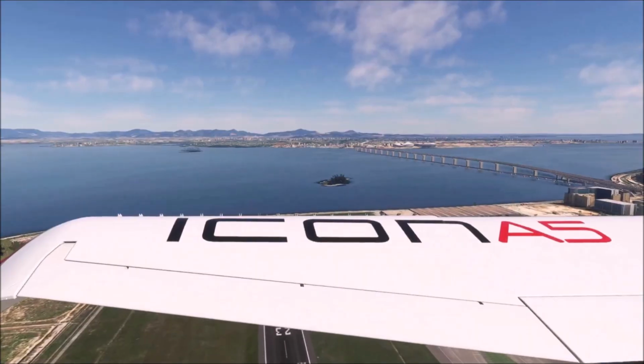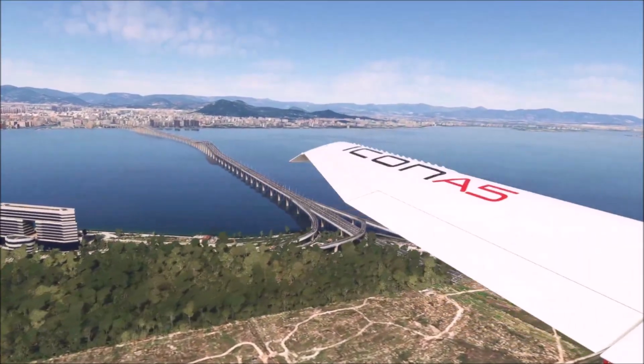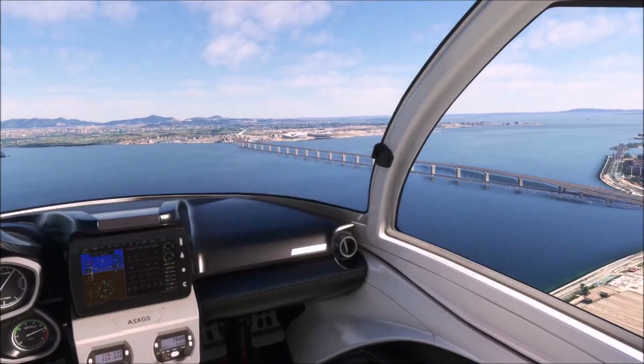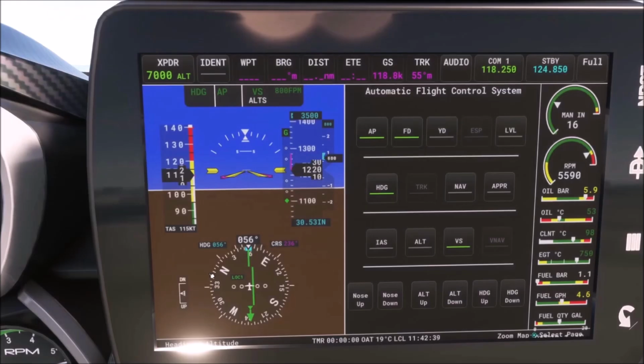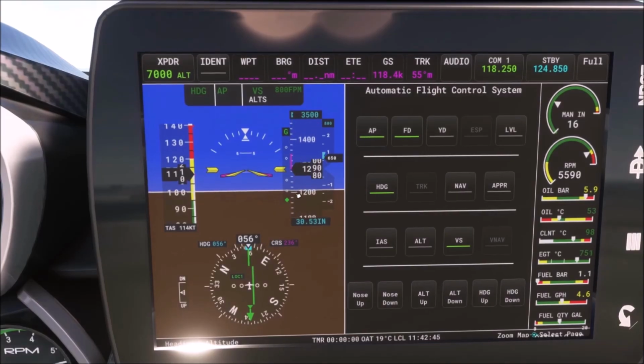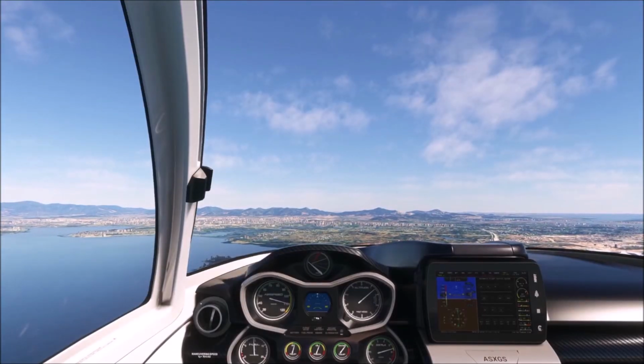My new camera setup for the Icon A5. A wonderful scenery that I haven't revealed yet. And we can see that the glide slope already appeared here, this green rhombus, this sign here, this green caret. Only the interesting parts of the flight, needless to say this.